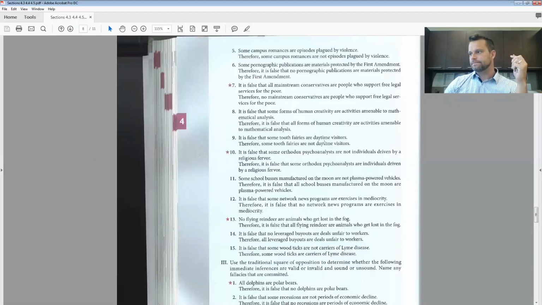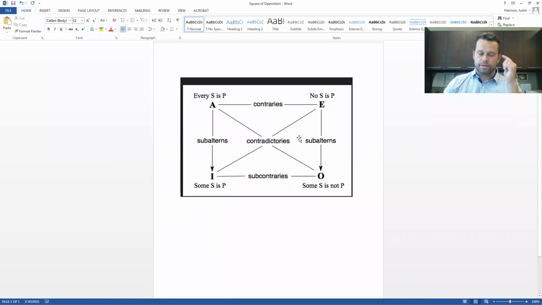So let's check that. Are there forms of human creativity? Can we agree that there are? Yes, that's an actually existing thing. And then are there activities in the world that you can do mathematical analysis on? Yes, there are. So because these things actually exist in reality, from the traditional standpoint, through the subalternate relation, if some S are P is false, then we know that all S are P would be false, because falsity, again, flows up through the subalternate relation.